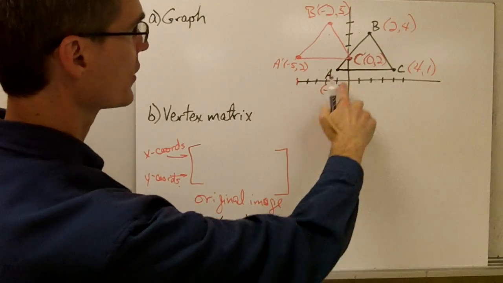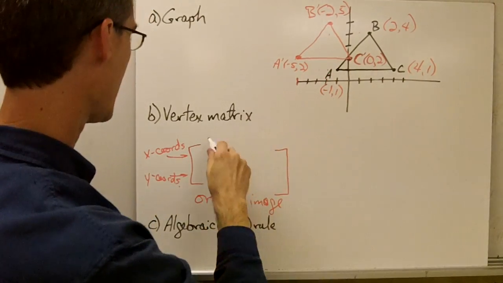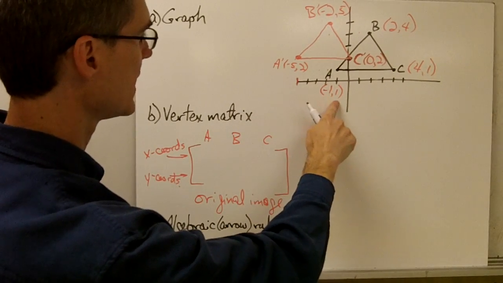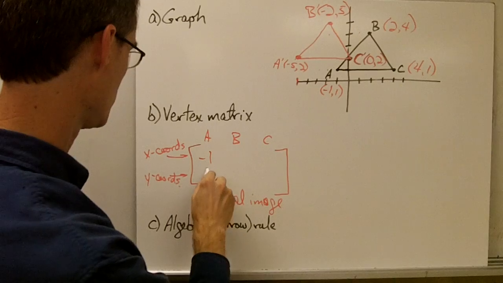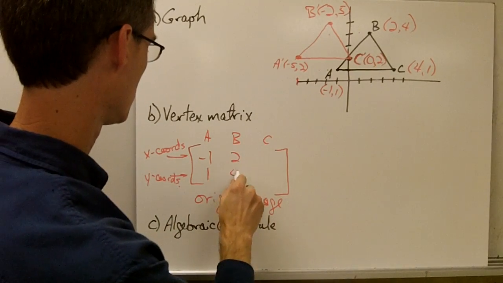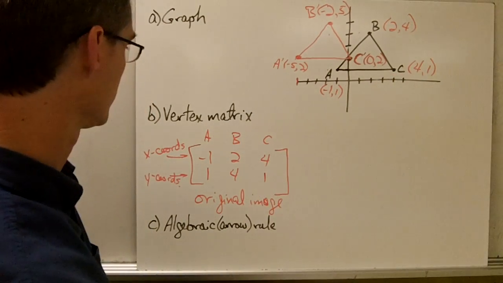So the coordinates of the vertices of my original image, I've got them right here. This would be point A, point B, and point C. Point A is -1, 1. Point B is 2, 4. And point C is 4, 1.